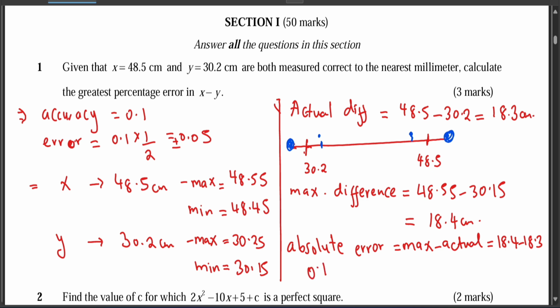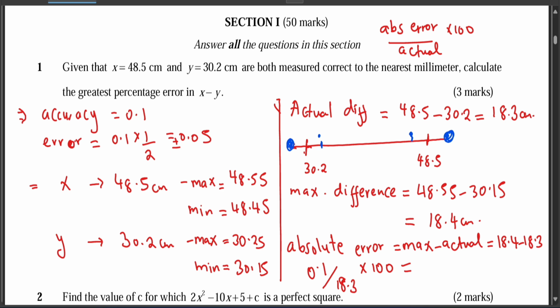If you want to calculate the greatest percentage error, you do absolute error over the actual difference multiplied by 100. So absolute error is 0.1 divided by its actual difference, which is 18.3, multiplied by 100.